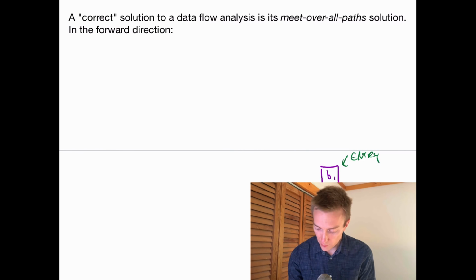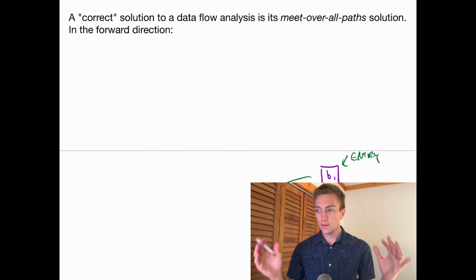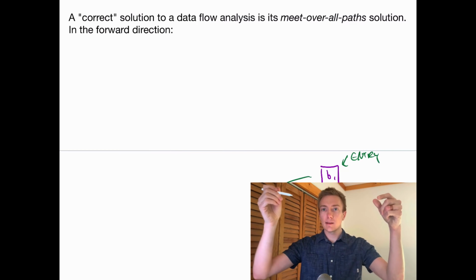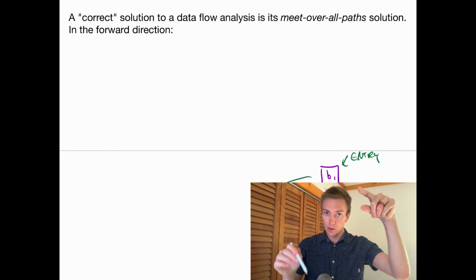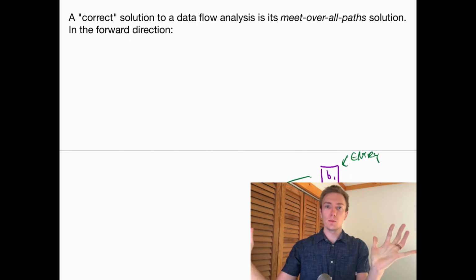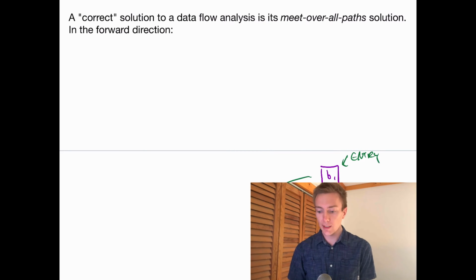There are lots of possible paths, potentially through other nodes not shown here, from the entry block to the given block. We will say that a correct solution is if you chain the transfer function across all the blocks along a path from the entry to your node, and then you take all of those chains and you take the meet, that is the merge function, across all of those things, then you get the correct answer for the data flow analysis.